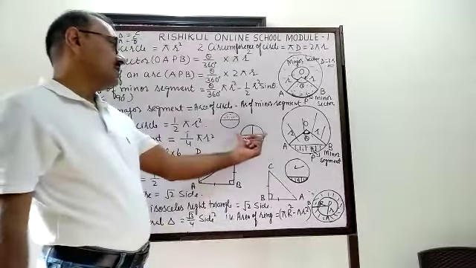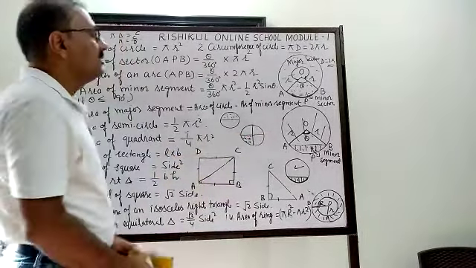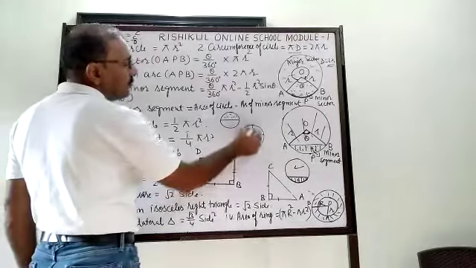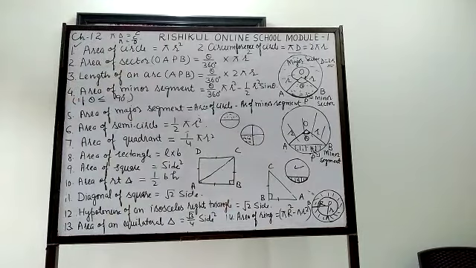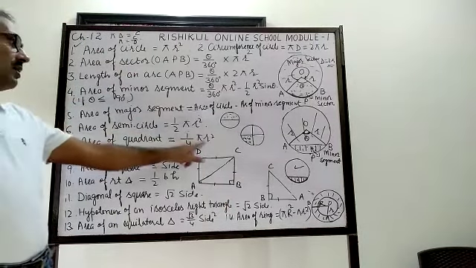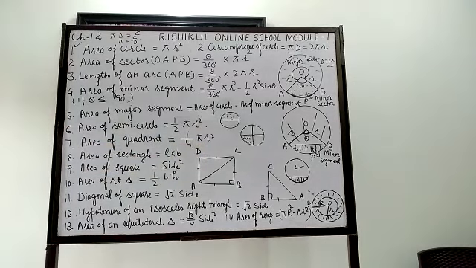These diameters divide this circle into 4 parts. Each part is called a quadrant, 1 upon 4th of the circle. So the area of a quadrant is equal to 1 upon 4 of the area of the circle, pi r square.